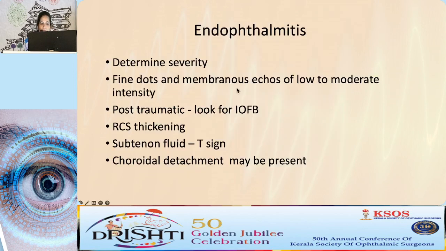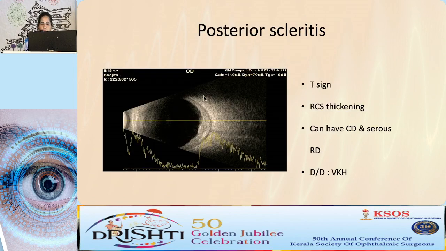So for endophthalmitis, you will get fine dot echoes and membranous echoes of low and moderate intensity. And for these cases, you should also rule out if it is a penetrating trauma with an intraocular foreign body. And as we have told, there will be a T sign and choroidal RCS thickening, retinochoroidal scleral thickening will be there. And in some cases, choroidal detachment also is there, which shows that the eye is going to a panophthalmitis situation.